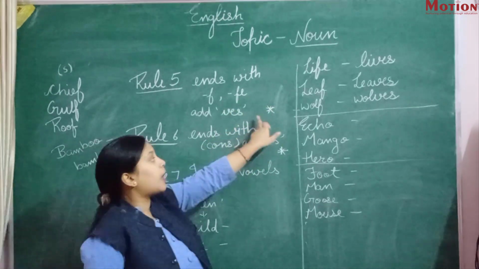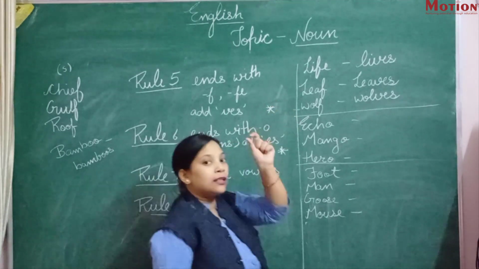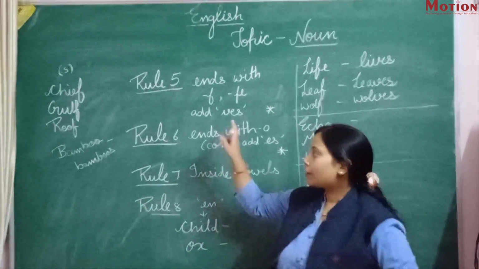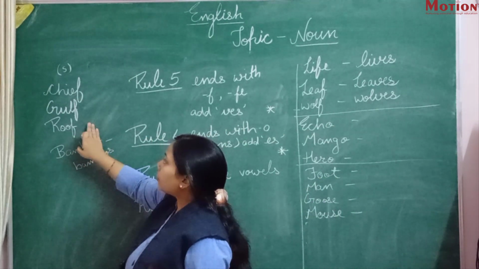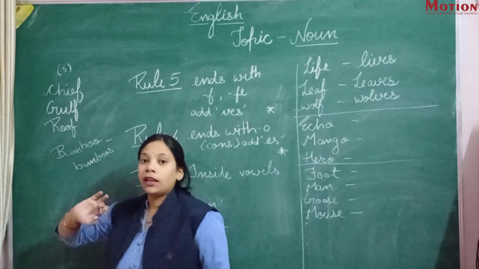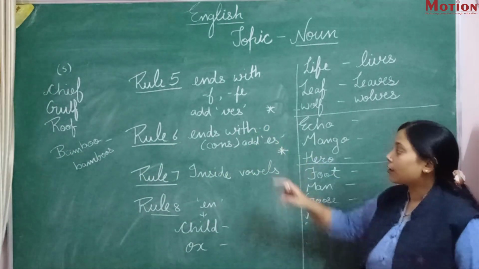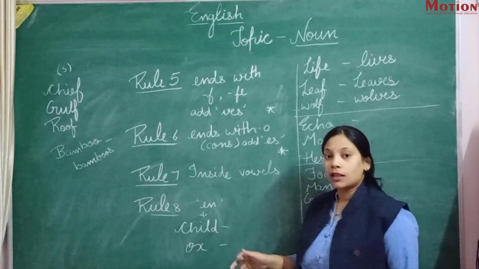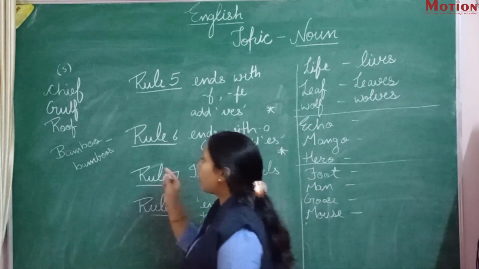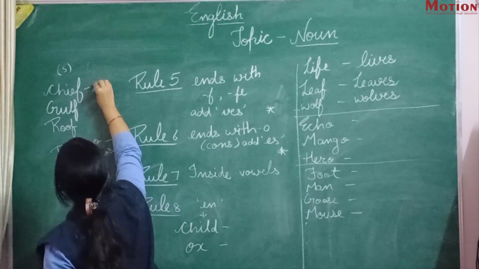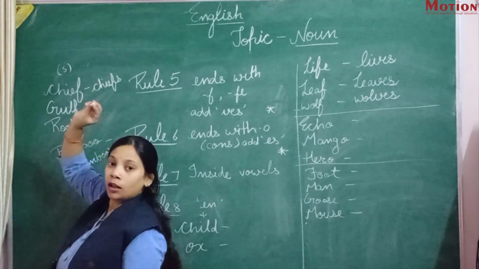I have marked a star over here. What is the meaning of this star? That there is one note in this rule. Some of the words which have f or fe in the end, but we don't use ves. We just simply use s. There are some words like that, like chief. So we will use s only for making it plural.